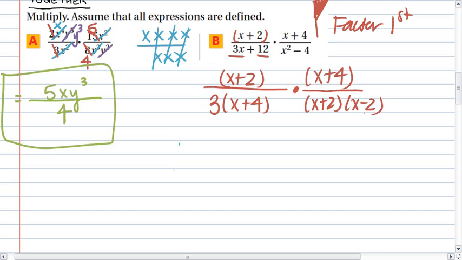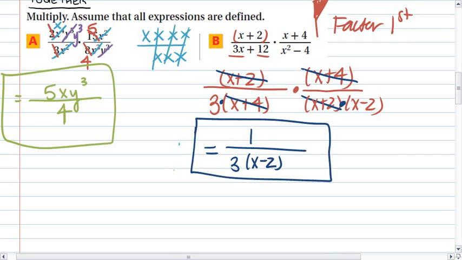So now this is all multiplication. As you can see, we've got everything in factored form. Everything's being multiplied. We are now allowed to cancel common factors. So the x plus 2's can cancel, and the x plus 4's can cancel. Again, since there's nothing left in the numerator, everything is canceled. We're left with just a 1. And then in the denominator, we have a 3 and a factor of x minus 2. So remember to keep that in parentheses since it is a factor. And that would be our final answer for part B.